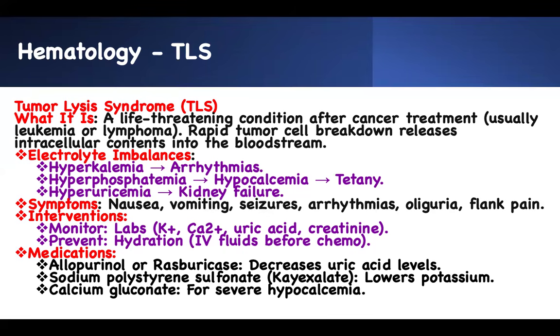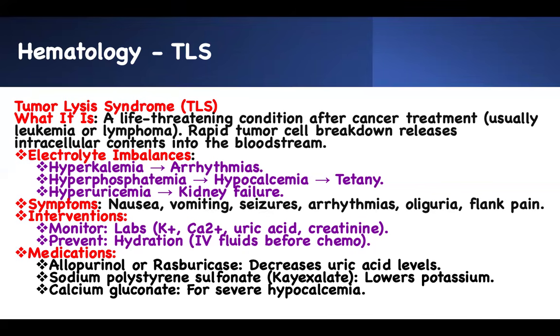You get hyperkalemia, hyperphosphatemia, hyperuricemia. When potassium is high, well, arrhythmia. When phosphorus is high, it's going to make your calcium low. You go into seizures, like tetany, right? Uric acid can damage your kidney. So these are the three electrolytes you pay attention to. Your management is based on that, and their symptoms are based on that too.